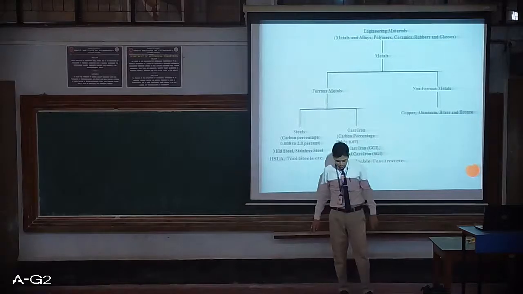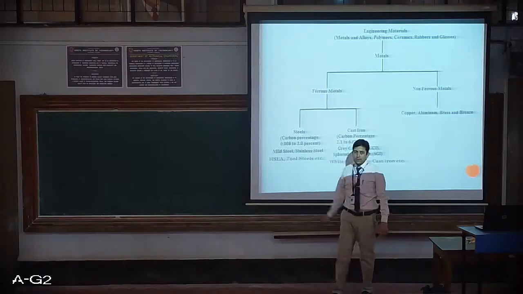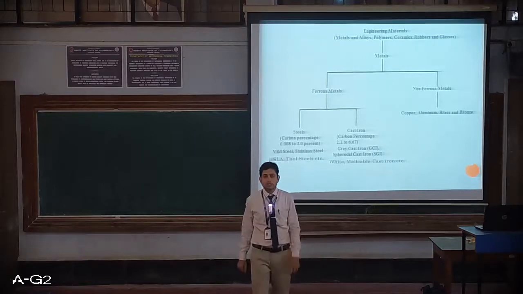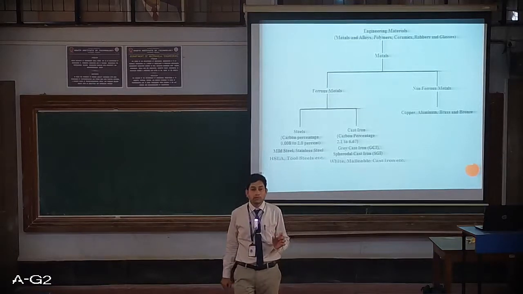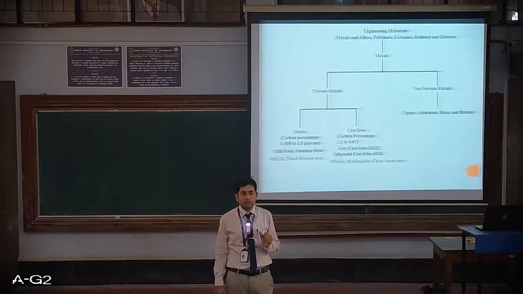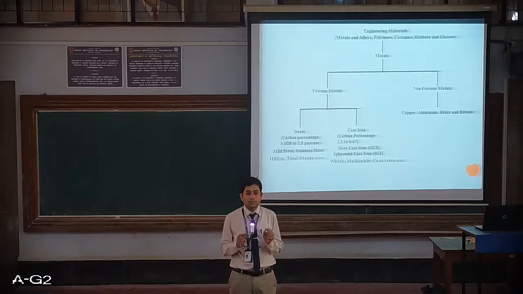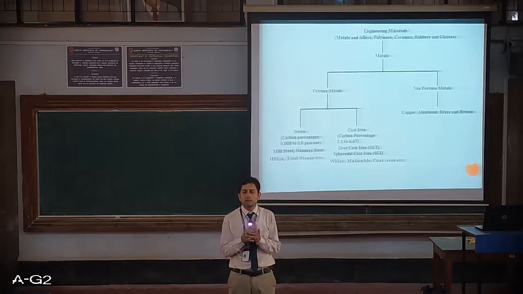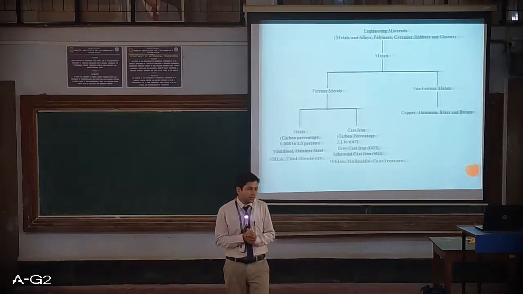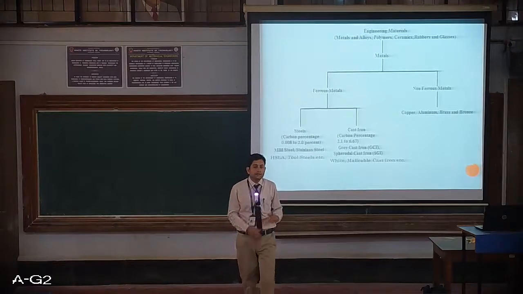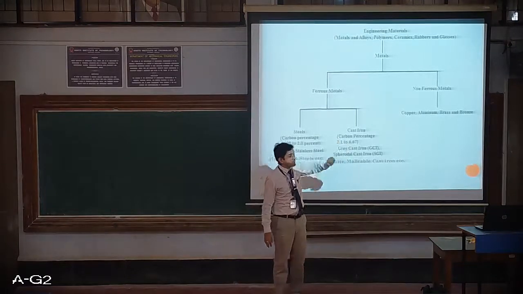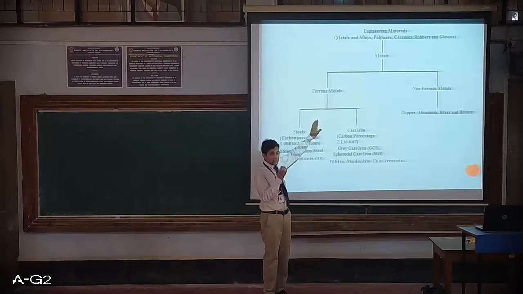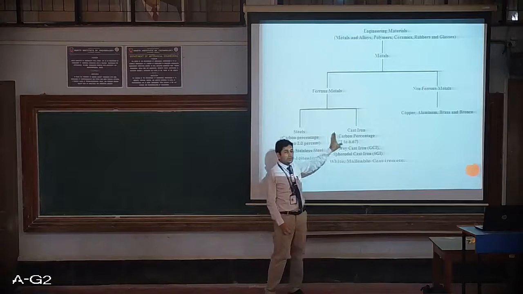What do you mean by ferrous metal? Ferrous metal means one which contains iron in it. The word ferrous itself tells you that. In Latin, the word is ferrum, and ferrum means iron. So any metal which contains iron will be called a ferrous metal, and the one which does not contain iron will be called a non-ferrous metal. Then again, ferrous metal can be classified into 2 types: one is steel and the other is cast iron.